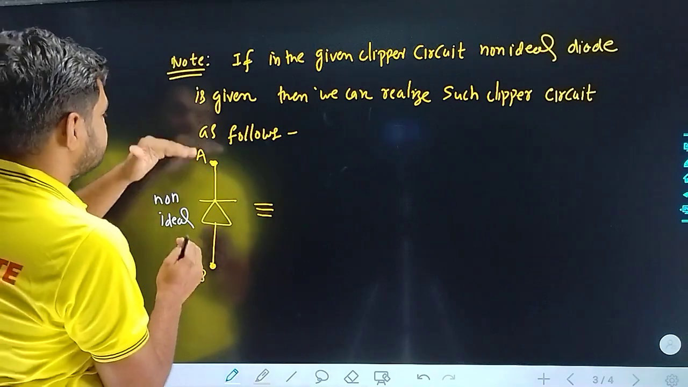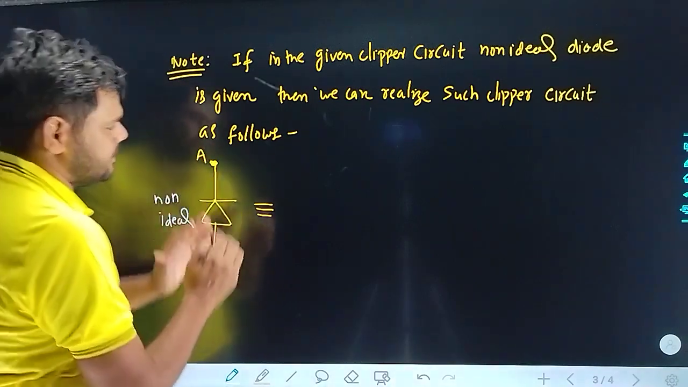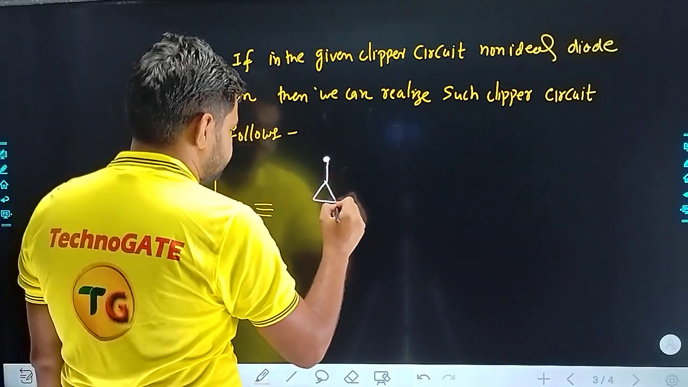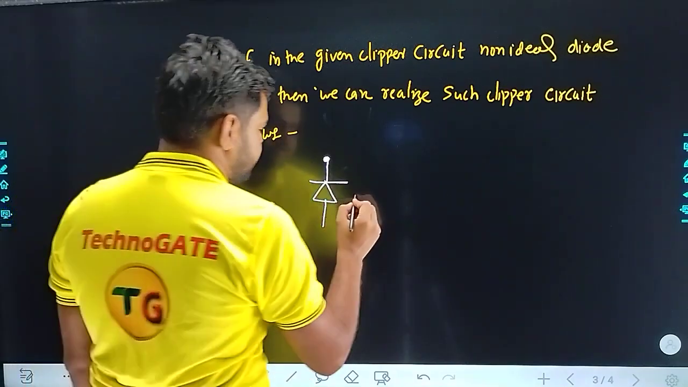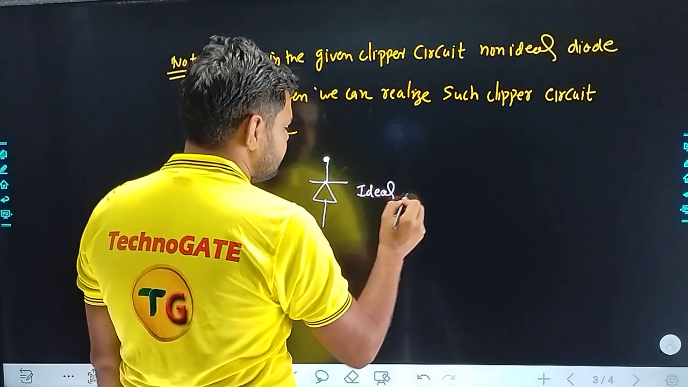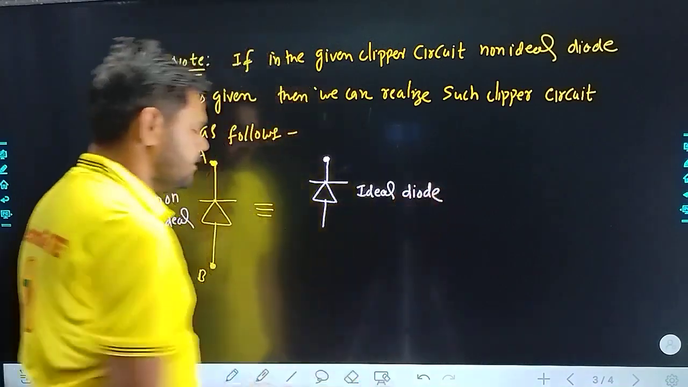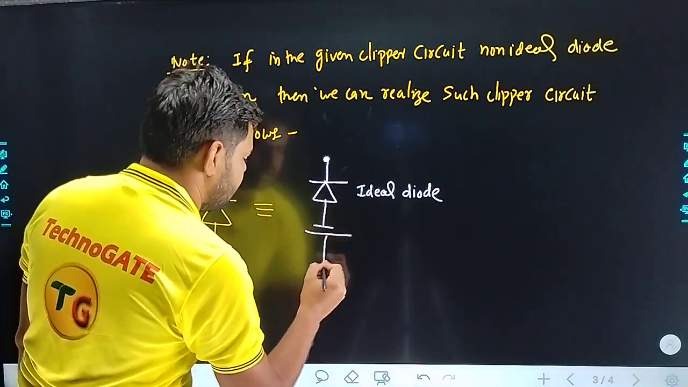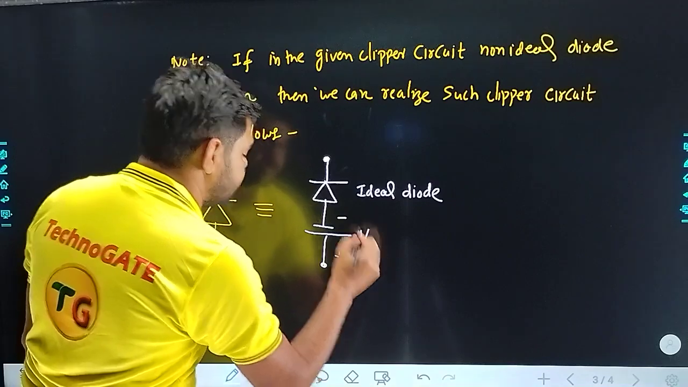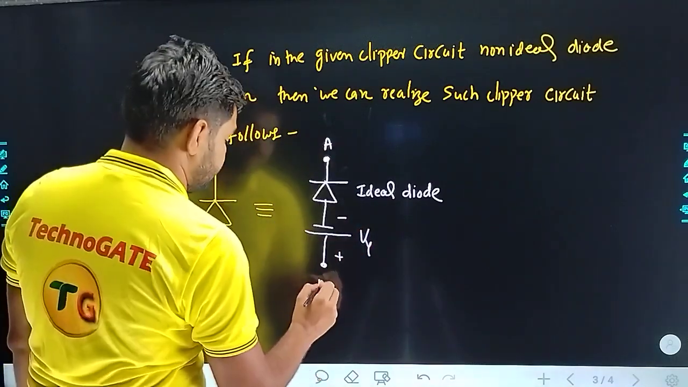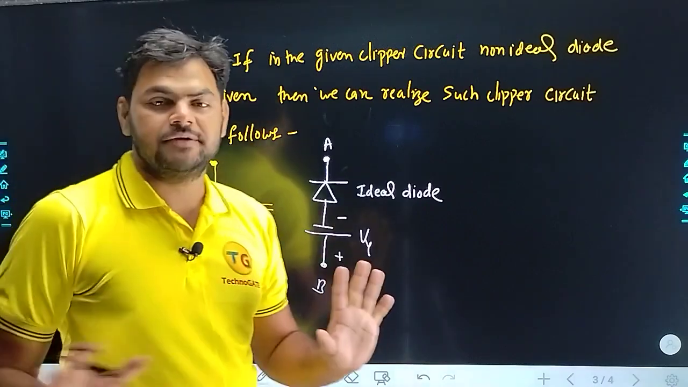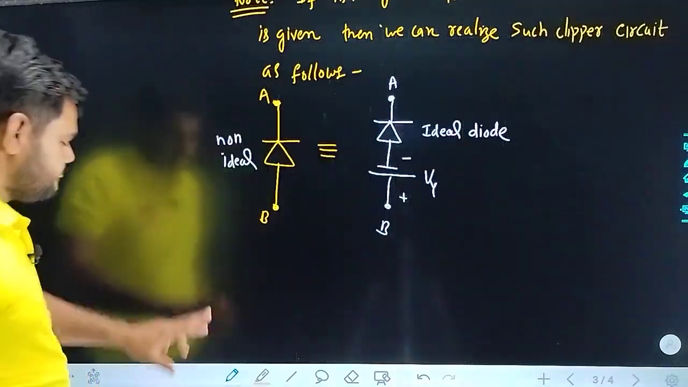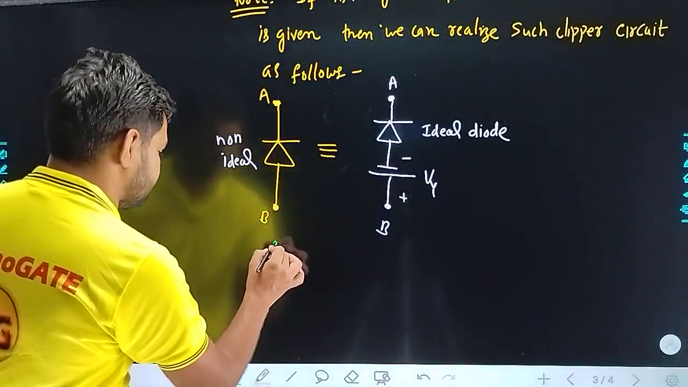So while using this non-ideal diode in the clipper circuit, we must utilize it in this way. See, I have replaced it with the ideal diode here, along with a plus minus V gamma supply. Guys, don't get confused with the polarity. Please don't get confused. I have written it absolutely right. You may also understand it in that way. Suppose you have noted this, please note this down. Noted. Now sometimes they may also give the circuit to you in this way.